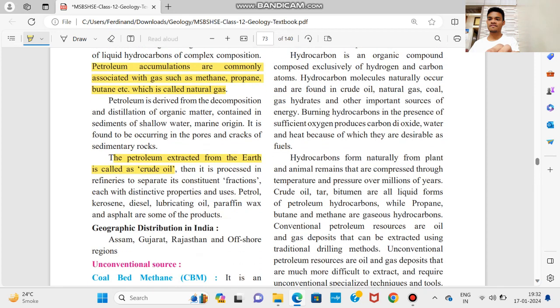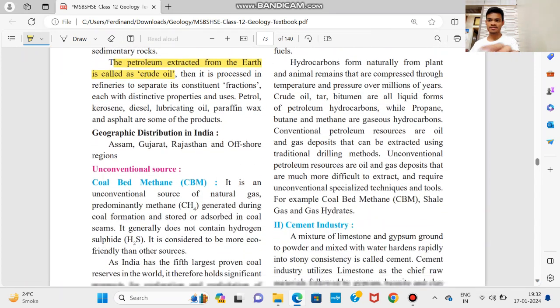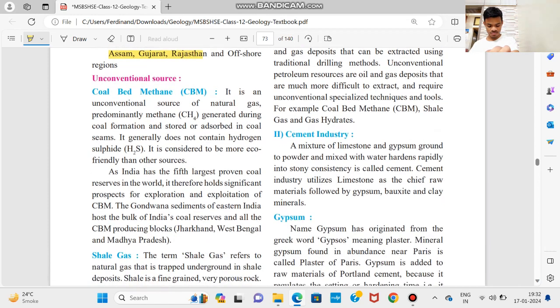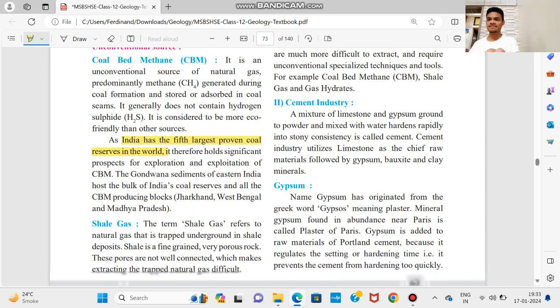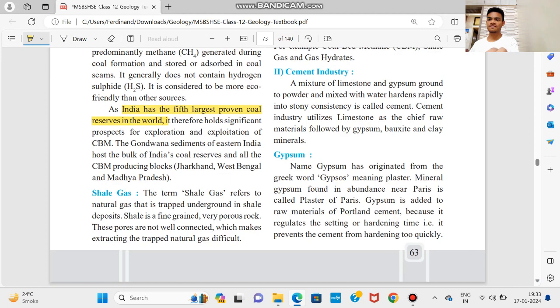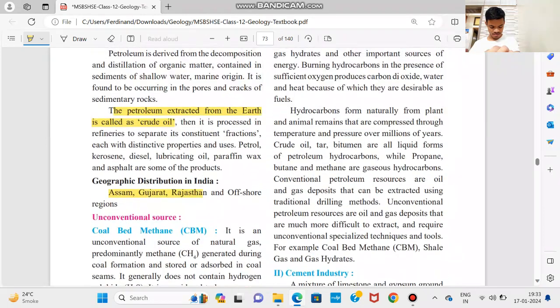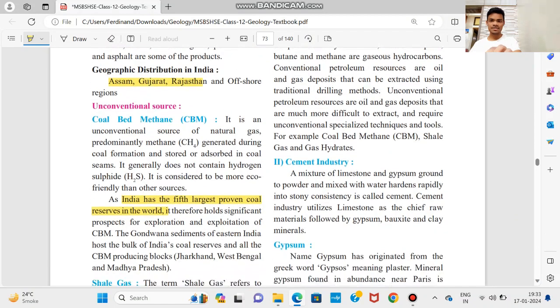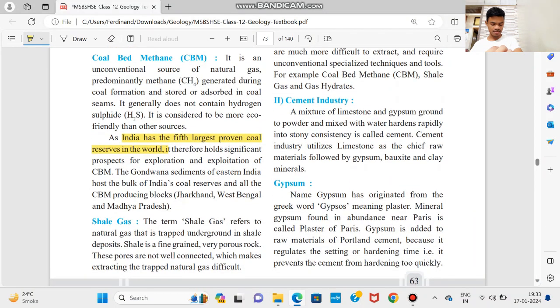Petroleum is extracted from earth and known as crude oil. There's just some markings, okay? These are the general geographic distribution. Unconventional sources is coal bed methane, okay, and India has the 5th largest proven coal reserve in the world. Then you come to shale gas. Just gotta read something about this, nothing much. Come to cement industry directly.